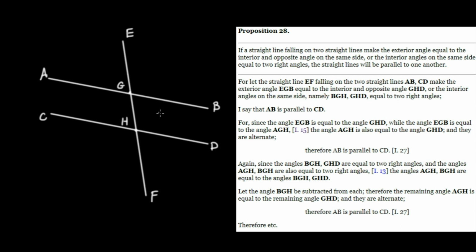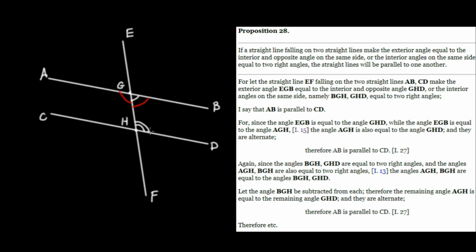Again, we have the angle BGH, and also GHD. What's going to be true about these two angles is that together they are going to be two right angles. As he says, since the angles BGH and GHD are equal to two right angles, and the angles AGH and BGH, so let's mark what he's talking about here. He's saying that AGH and BGH are equal to two right angles. Why are they equal to two right angles? Well, we have the straight line over here, and the adjacent angles here must together be two right angles by proposition 13.